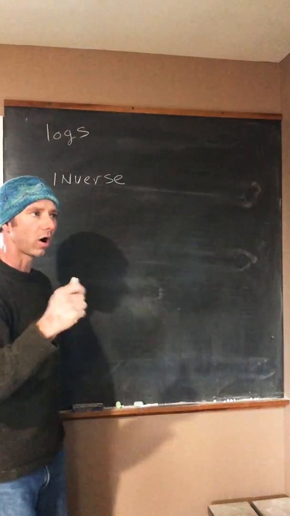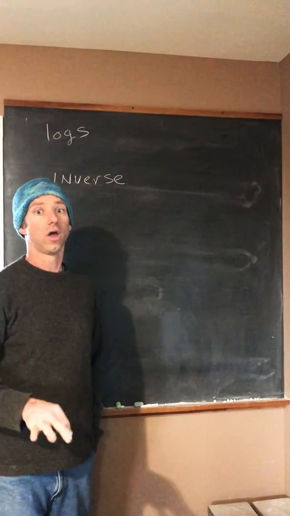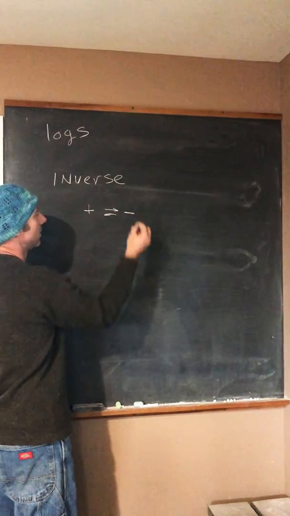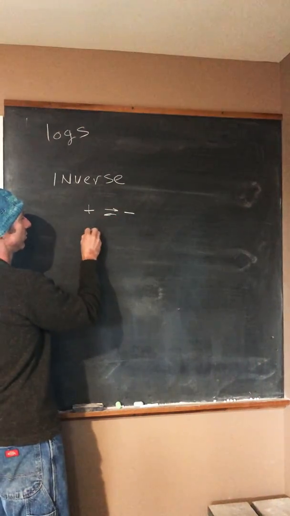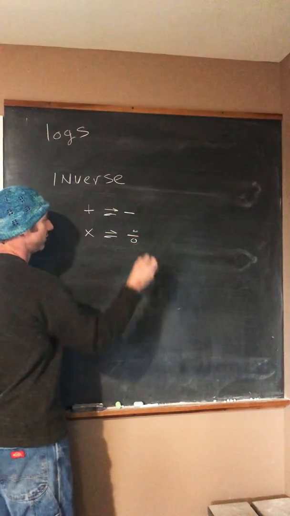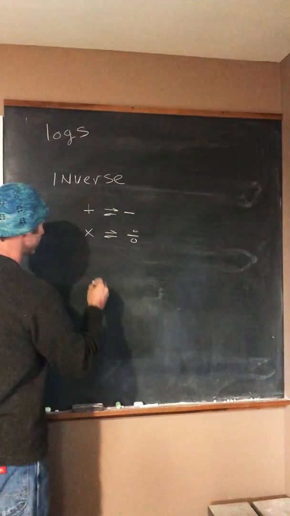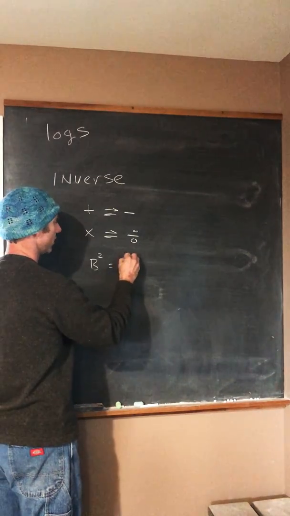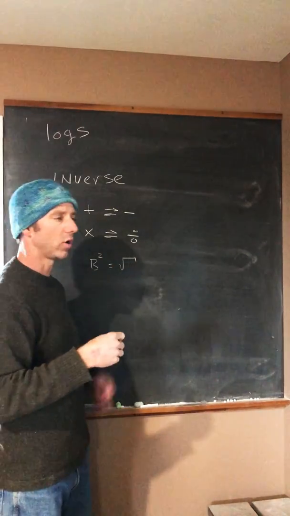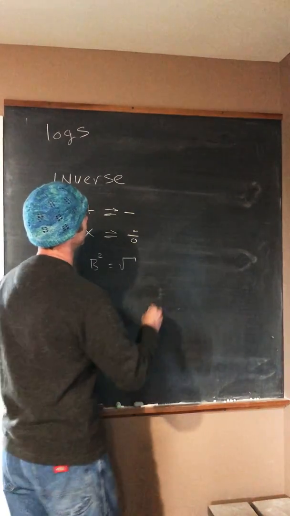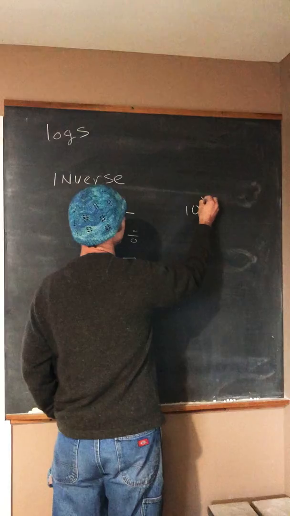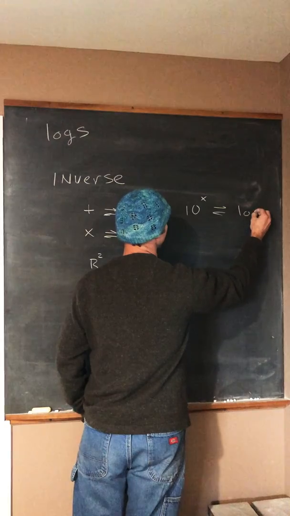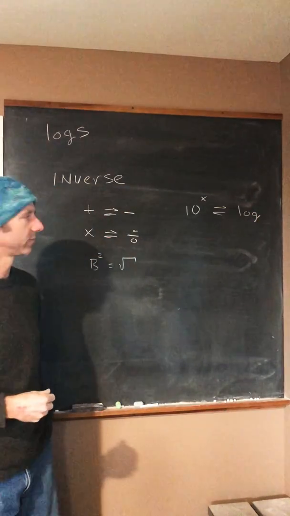Inverse. You already know inverse functions a lot. For example, the inverse of a plus is a minus. Addition, subtraction. Multiplication, division. The square and the square root. Those are all inverses. One does them, one undoes them. If I have something like 10 to the x, the log undoes that, okay?